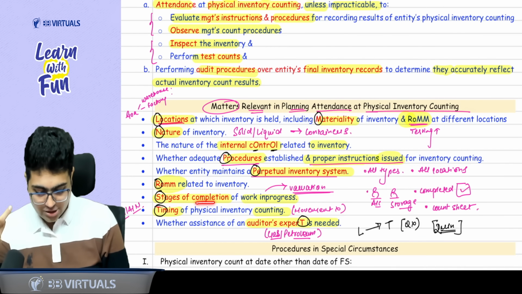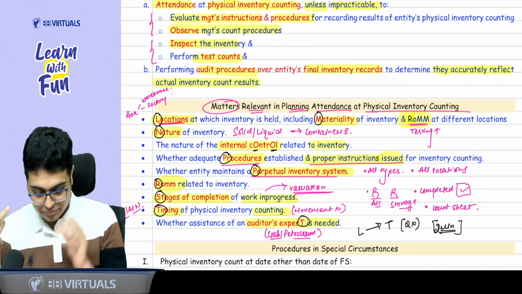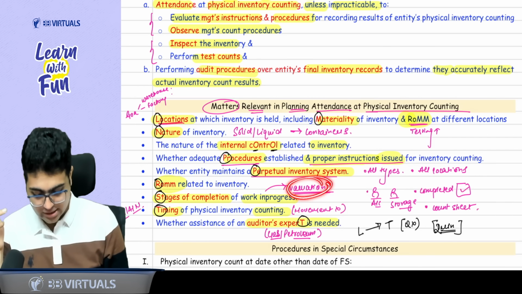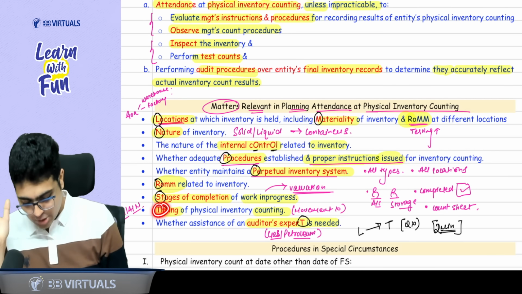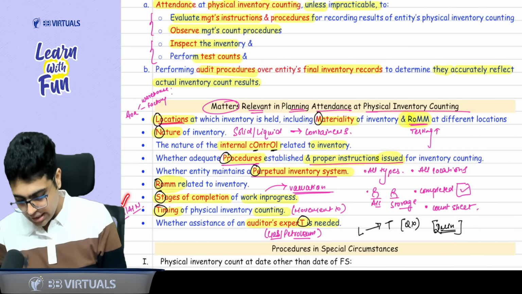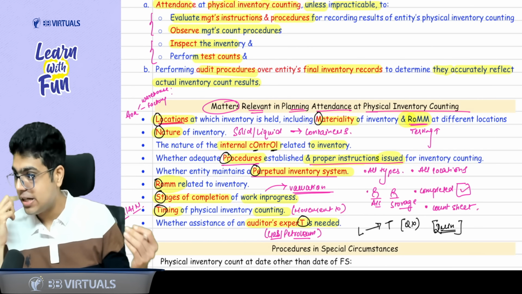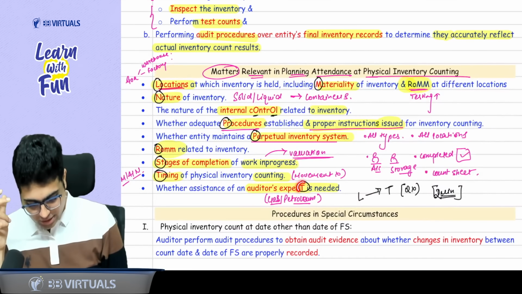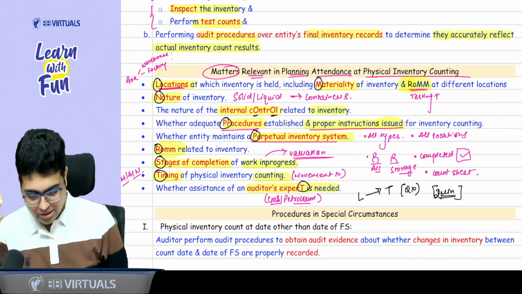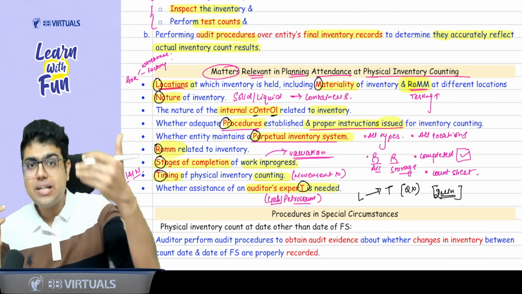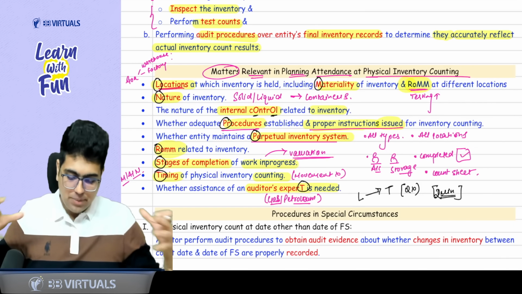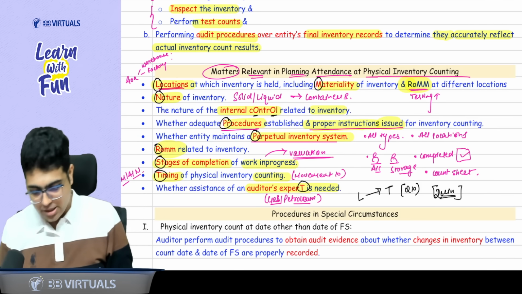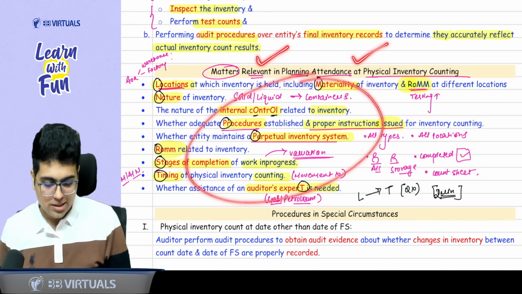Why do we need to see the stage of completion for work in progress? It will help you in the valuation process. Based on the stage of completion, you will determine the valuation of inventory. Then see the timing of the inventory count. Timing means morning, afternoon, night. It will determine your inventory count. Then see whether you need an auditor's expert. Why do we need an auditor's expert? For example, if inventory is in gas form or petroleum and you need to estimate the inventory in the pipelines, you need the help of an auditor's expert. So these are the matters you need to consider to plan the inventory count.